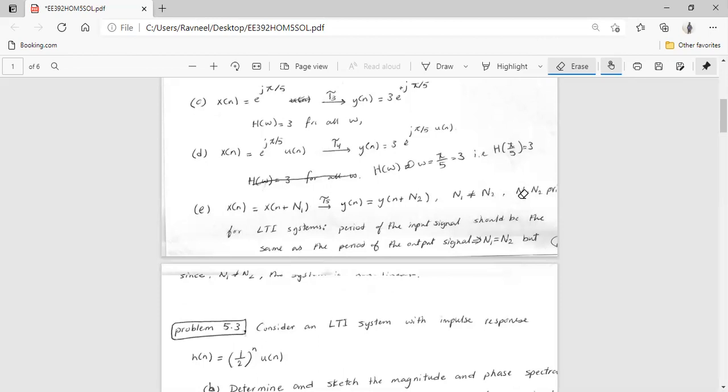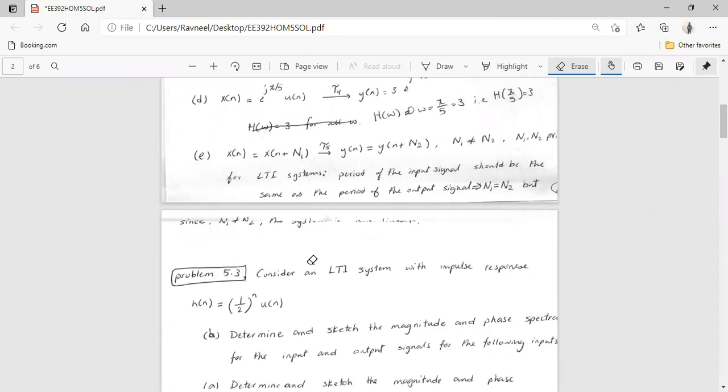So like we know that for a system to be time invariant, a delay in the input should result in a similar delay in your output, right? But in this particular case, since n1 is not equal to n2, the system is not time invariant. So since that is the case, we do not need to identify the frequency response for this particular system, right?